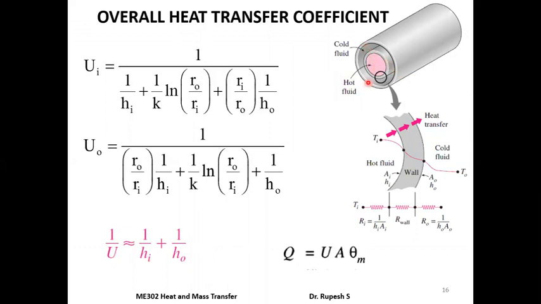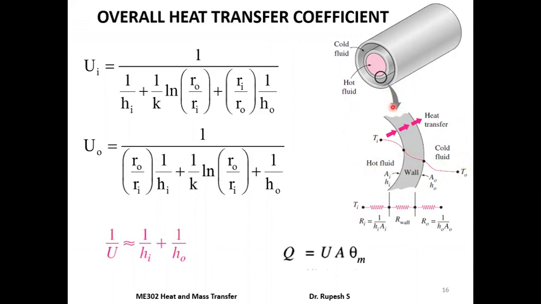Here we can see that hot fluid is flowing through the inner tube and cold fluid is flowing through the annular space. So heat from the hot fluid is convected to the wall of the inner tube, then it is conducted through the inner tube wall and is convected to the cold fluid in the annular space. This is how the heat transfer is taking place. So we can see that this heat transfer consists of combined conduction and convection process. So we have to consider overall heat transfer coefficient.